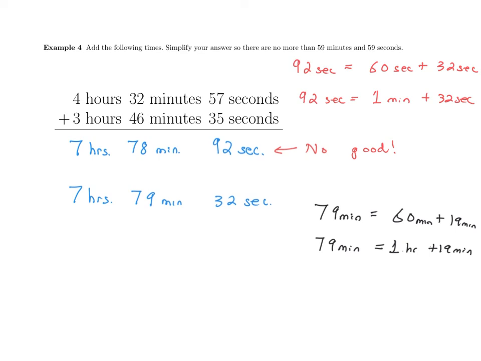So again, this was not correct. This was no good for a simplified answer. But I can say it should have been 8 hours, provided that instead of 79 minutes, we say 19 minutes. And then instead of the original 92 seconds, we just stick with 32 seconds. We've now completed what was asked for in this problem. Add the times together, but then make sure your minutes and seconds are not greater than 59 each.